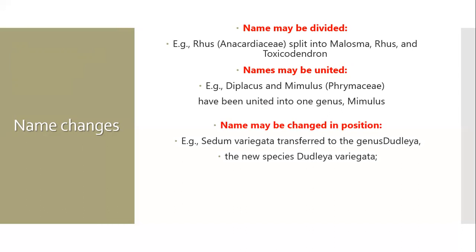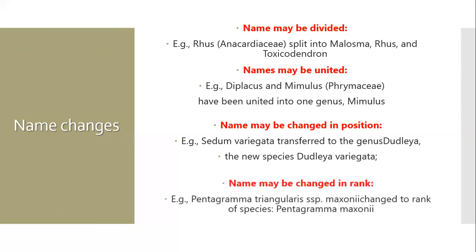Names may be changed in position. Note that the transfer in position may be an automatic result of uniting or dividing taxa of higher rank. And note that in the two rank change examples just given, the original names for the epithets are retained. So you can see it here, the names are retained. And lastly, names may be changed in rank.